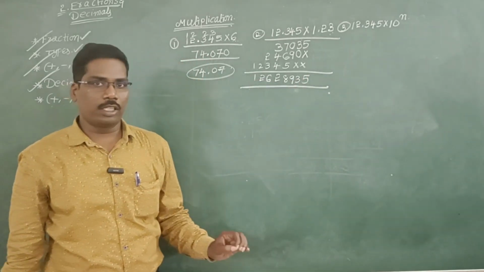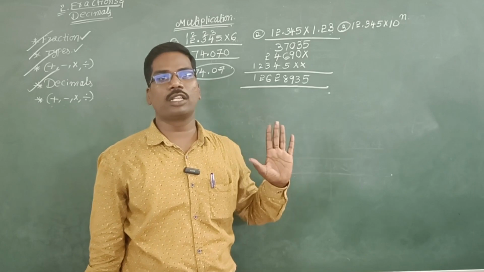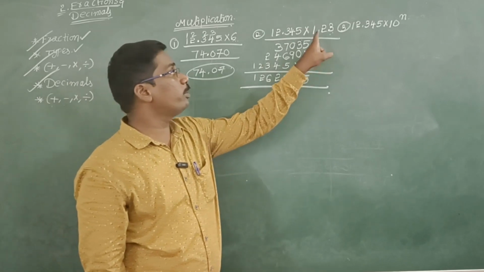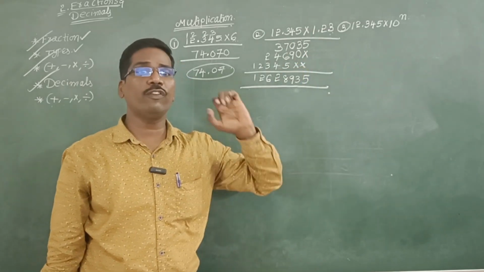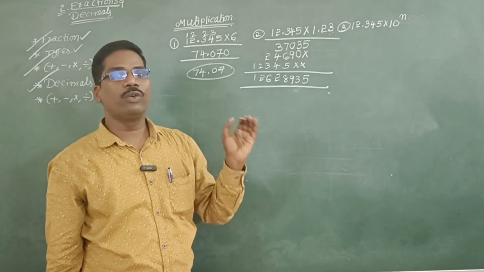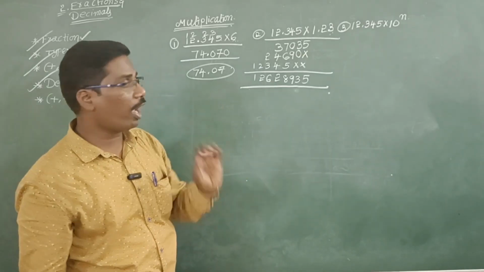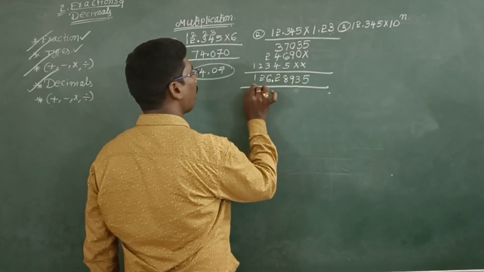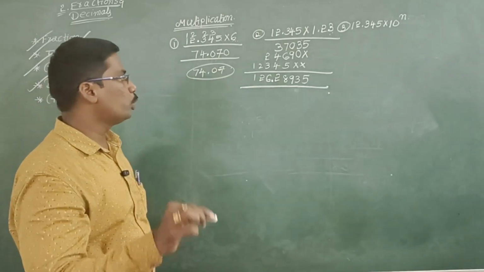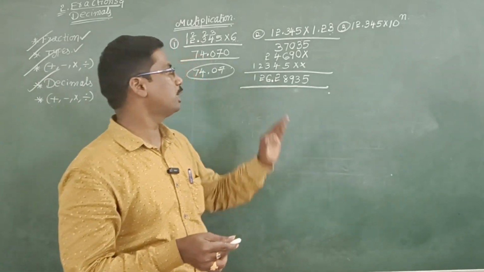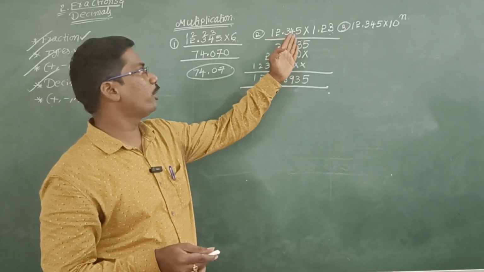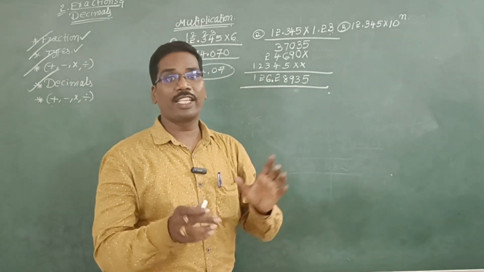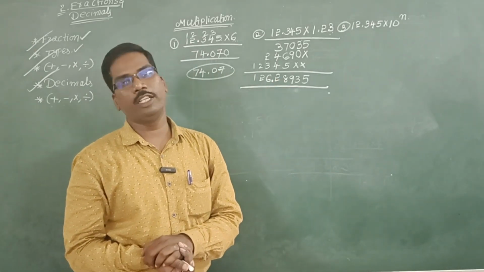This is not our correct answer. Still we have to do the exact answer. What do we have to do? After the decimal in the first number, 3 places are there. After the decimal in the second number, 2 places are there. Means a total of 5 places. From right to left, we have to give the decimal after 5 places, 1, 2, 3, 4, 5. Here we have to give it. Means our answer is 126.28935. See, 12.345 into 1.2352, I will get 126.28935. So like this, we have to do the multiplication of decimals.